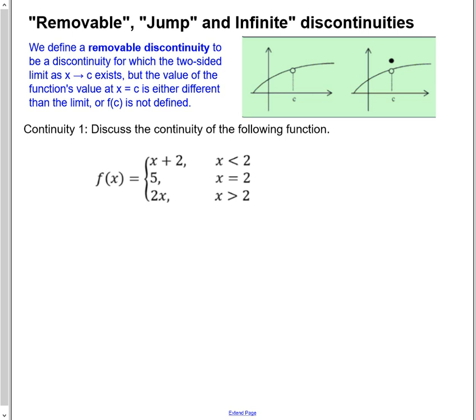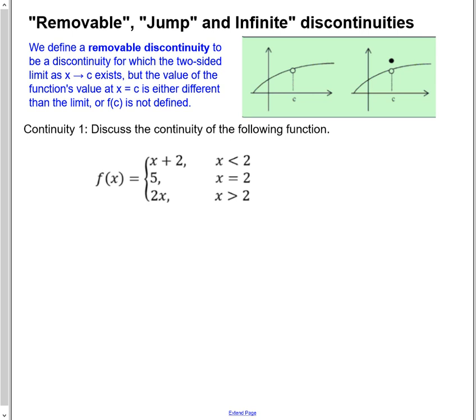Hello everybody, let's discuss removable, jump, and infinite discontinuities. In this first slide, I'd like to discuss the idea of what we call a removable discontinuity as one of the three types of discontinuities that we're discussing here. In a removable discontinuity, we call it removable because the limit exists, but the value of the function at x equals c is either different than the limit or just simply not defined.